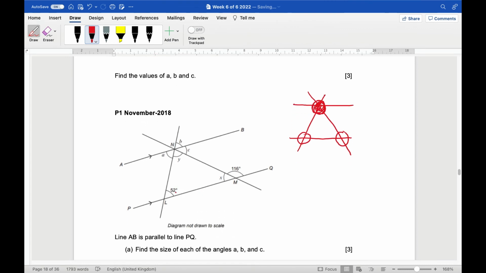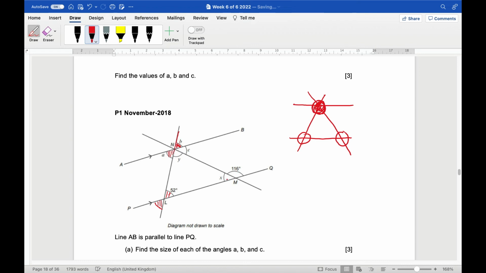But what we do know is if that's 52, then that's 52. And if we follow this line up here to the parallel line here, there's where that line is coming through the parallel line. So this is the same, okay? And actually, then A is the same, okay? So A and B are both 52 because they are the same pair as this, right?